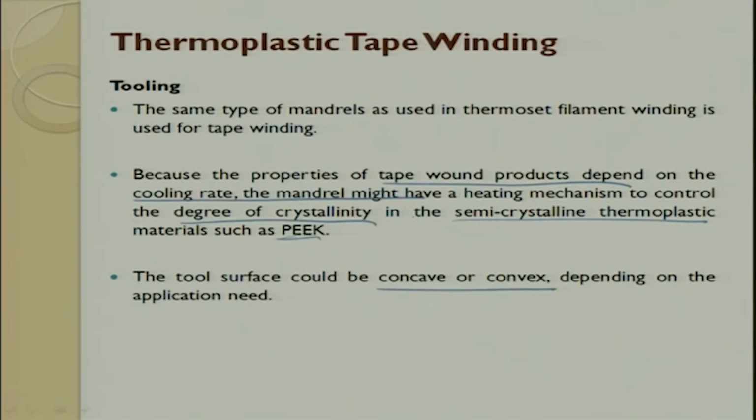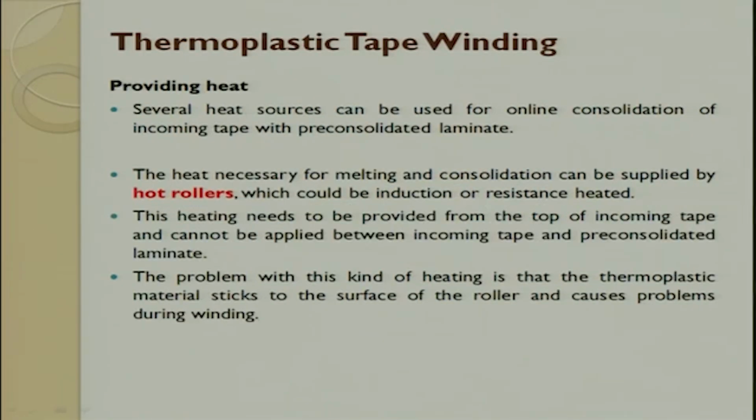So here, heating of the mandrel is very important if you want to have a property. For PEEK we have this. Providing heat, as I told you, can be through IR or whatever it is. Then you can also use a hot roller. This heat needs to be provided on the top of the incoming tape and cannot be applied between the incoming tape and the pre-consolidated laminate. So keep this point in mind. The heat needs to be provided from the top of the incoming tape and cannot be applied between the incoming tape and the pre-consolidated laminate. This is very important.